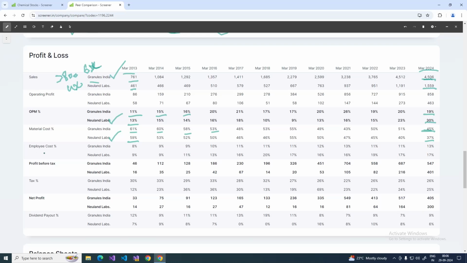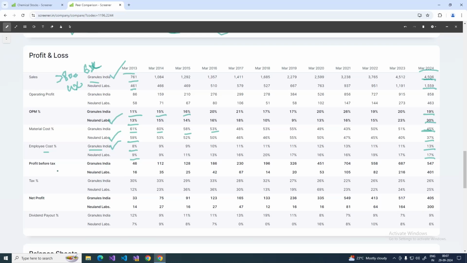Next one is employee cost. For Granules India, employee cost increased from 8% to 13%. For Neuland's, 9% to 17%. So here Neuland Laboratories' employee cost is higher. Employee cost is less in Granules India, which is positive for Granules.